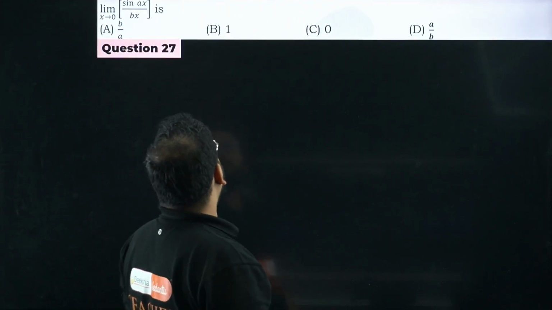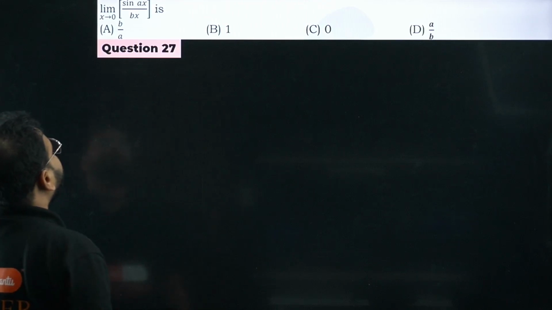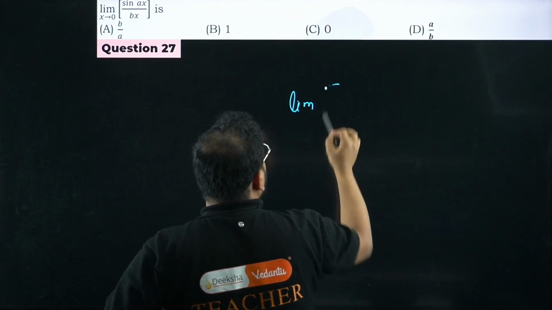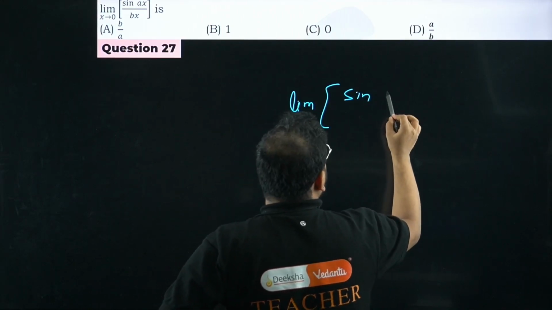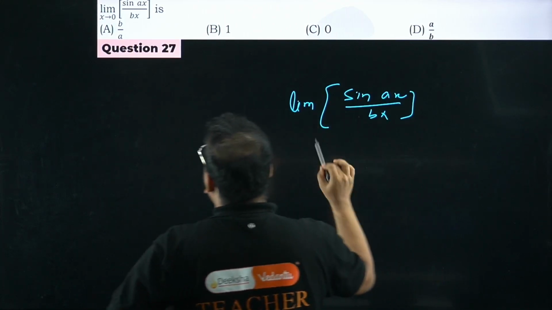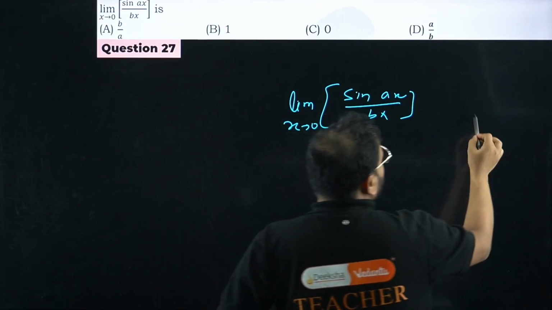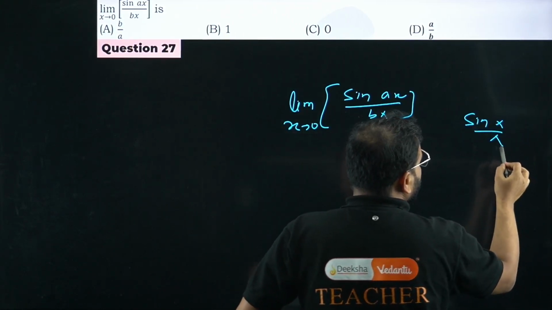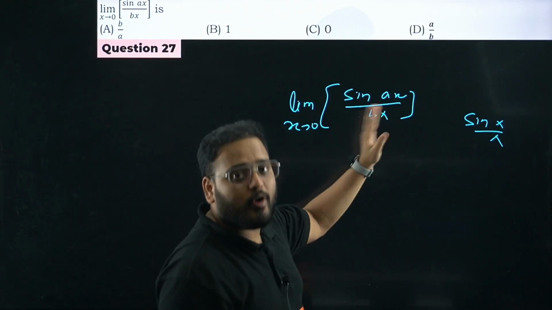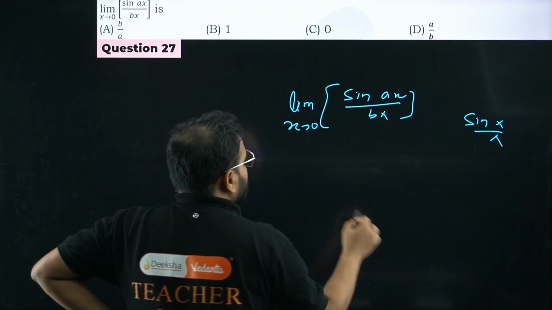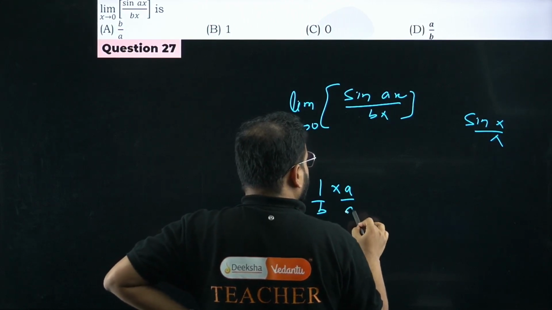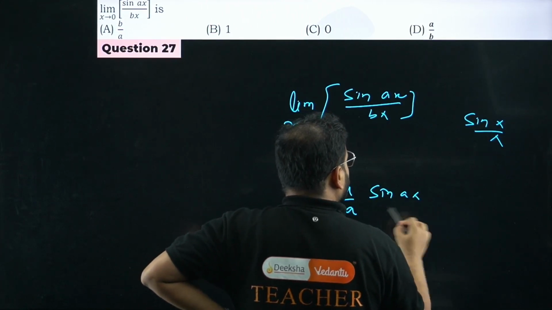Let's solve this limits question. How can you solve this? Have a look. Limit I have, sine ax upon bx, right? We know that the formula is there, but it has to be sine x upon x. Whatever is in the numerator, the same thing has to be in the denominator. So I don't want b, I want a over here. Take the b out and bring the a over here. So take the b out, and multiply here a by a. Check this out. You'll have sine ax by x.